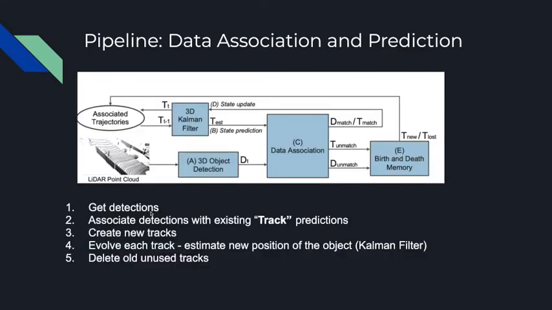So as I was saying, we have our detections, we associate them, we create new tracks. So let's say there's a new object that comes up, we need to make new ones. We then need to predict the new position of every track, and then we delete the old unused track, say, if an object has exited our field of view.